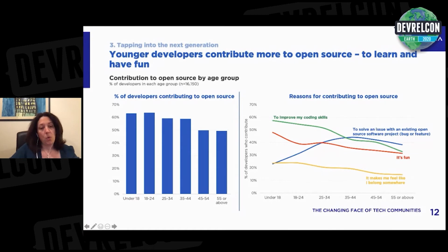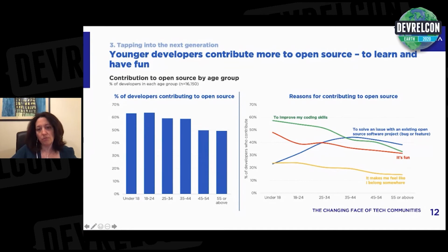So we also ask about open source. We know that nearly all developers use open source. The question is who contributes? So here you see that actually that is correlated to age. The younger developers tend to contribute more to open source than their older peers.